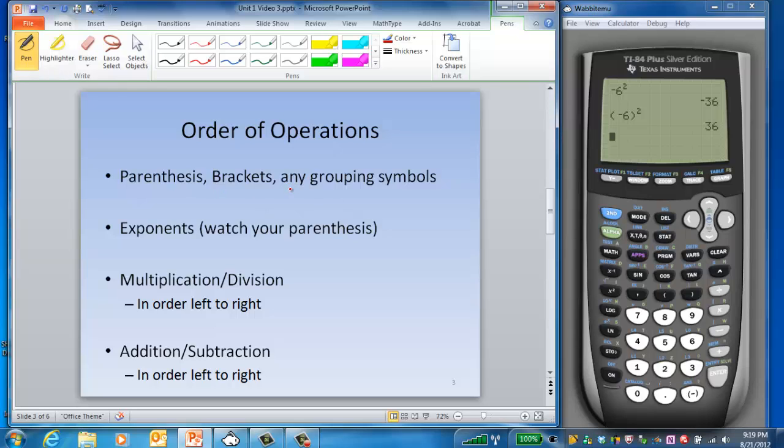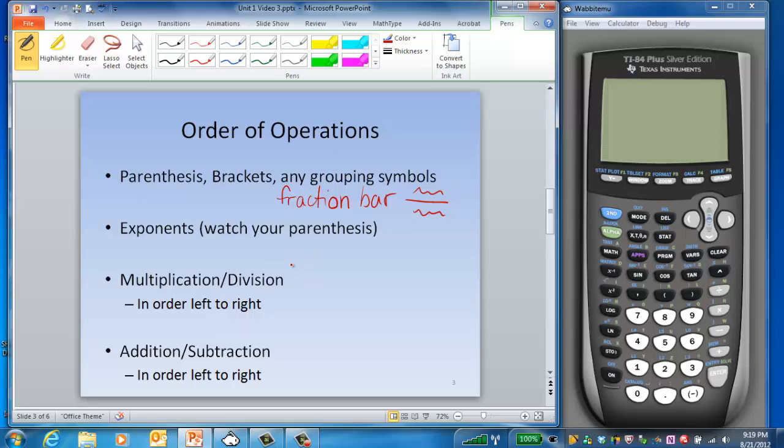Alright, so back to your basic order of operations. Parentheses, brackets, any grouping symbols. An additional grouping symbol you might see is a fraction bar. A fraction bar just means you have stuff on the top and stuff on the bottom, and you're going to do the stuff on the top first and the stuff on the bottom second. As we enter that in a graphing calculator, these fraction bars are going to end up being replaced by parentheses. Exponents we just talked about. Do watch your parentheses on those exponents.